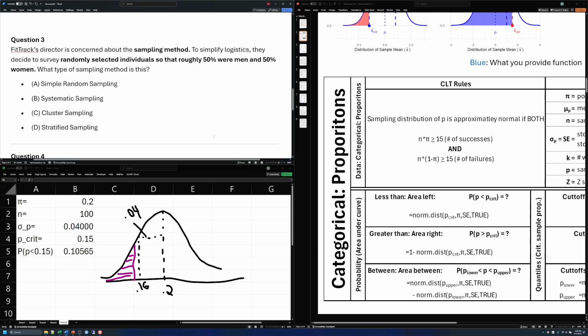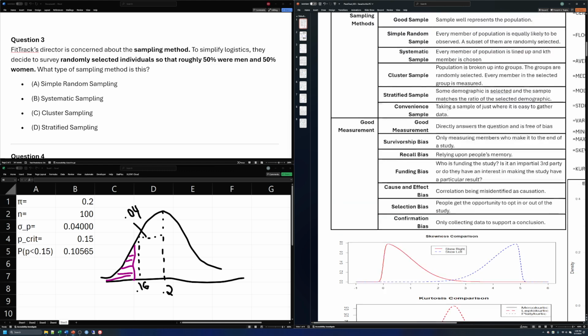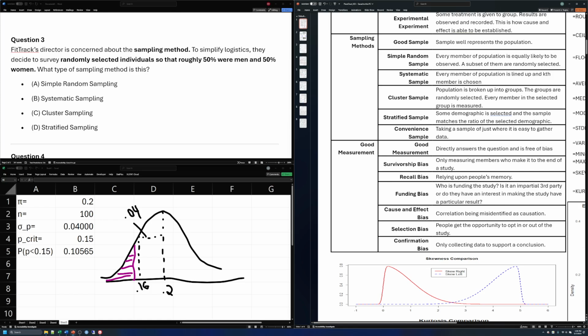Okay, so we've got a bunch of different versions of sampling here. We have simple random sampling, systematic, cluster, and stratified. If we go to page 1, we have a little bit on this. Simple random is where everybody has an equally likely chance of getting selected. Systematic is where we line people up and take every fourth. Cluster is where the population is broken up into groups, and then we randomly select the groups, and every member in the group is measured. And then stratified is where some demographic is selected, and the sample matches the ratio of the selected demographic. And that's what we've done here.